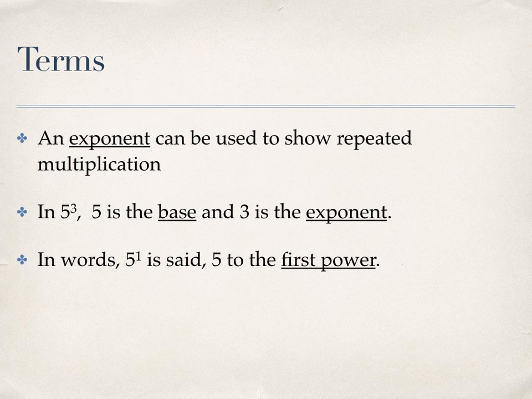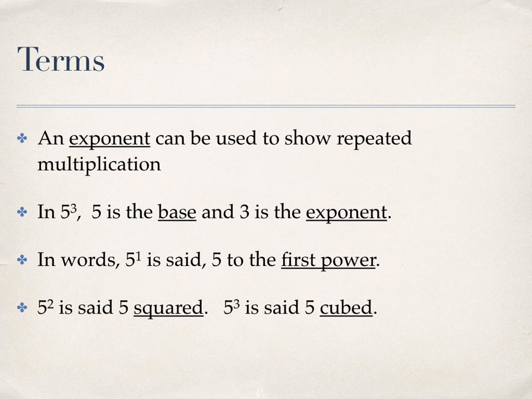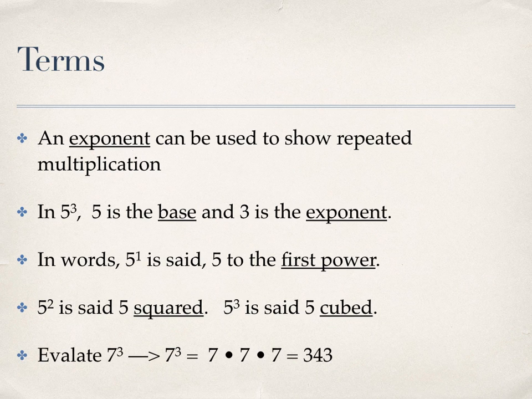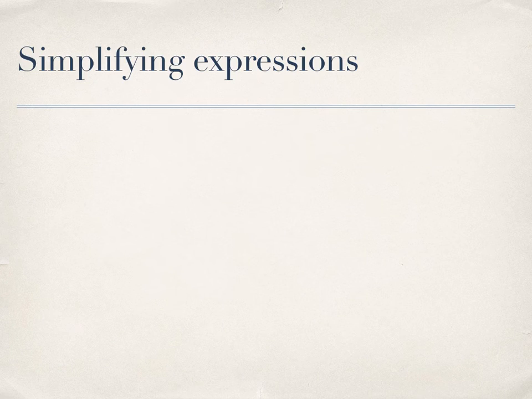This expression is said 5 to the first power. 5 to the second can be said as 5 squared, and 5 to the third power is said 5 cubed. To evaluate 7 cubed, it means 7 times 7 times 7, which equals 49 times 7, or 343. So now let's simplify some expressions with variables. Actually, we'll start with numbers.